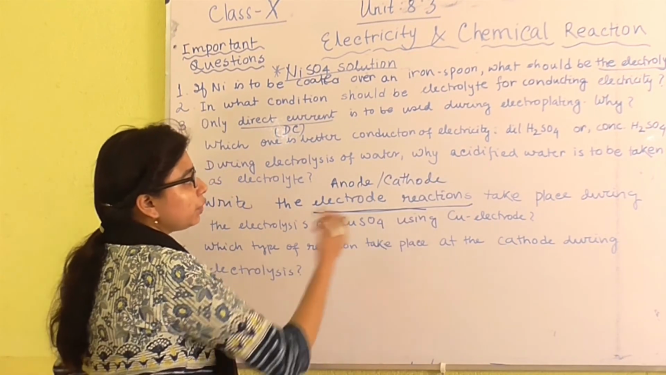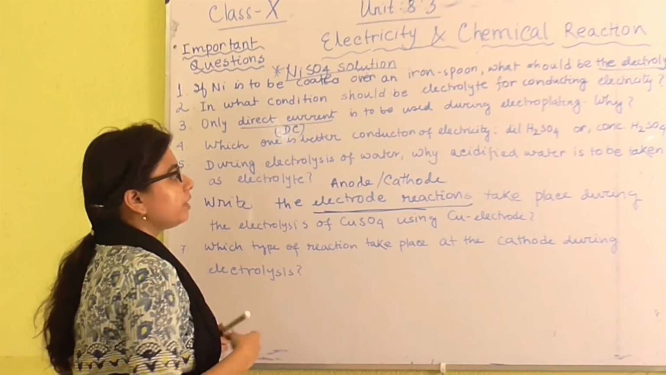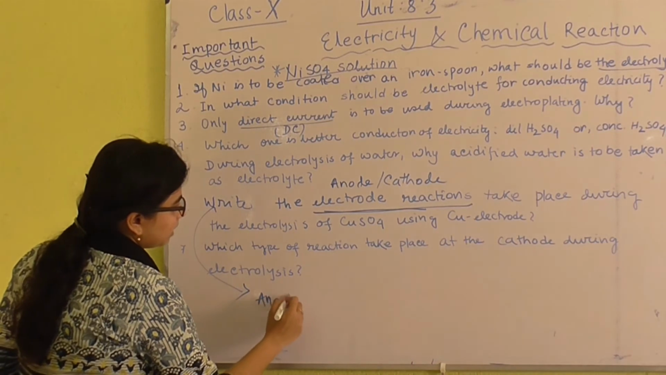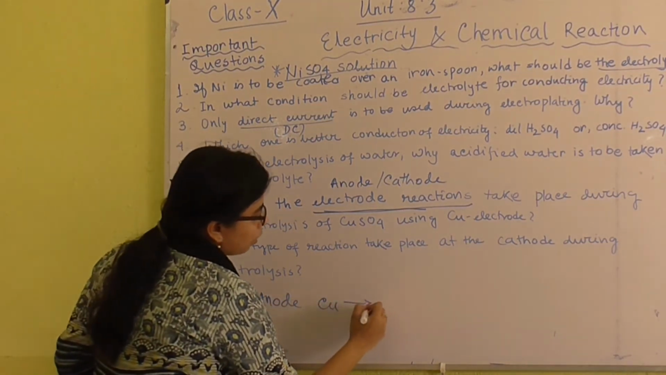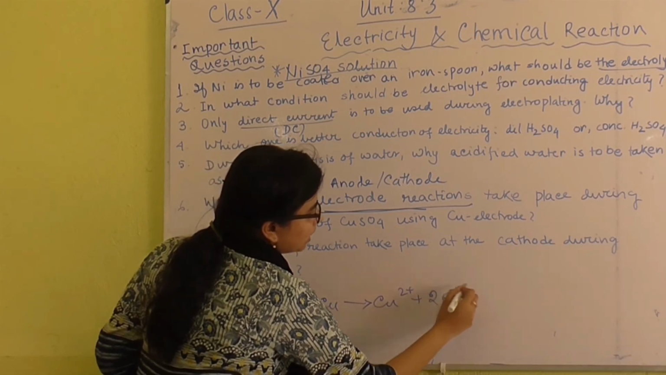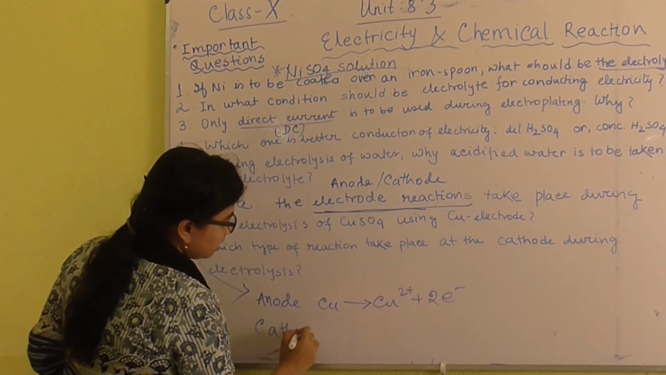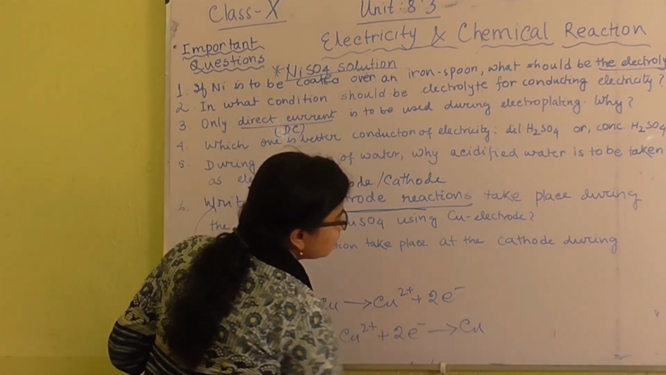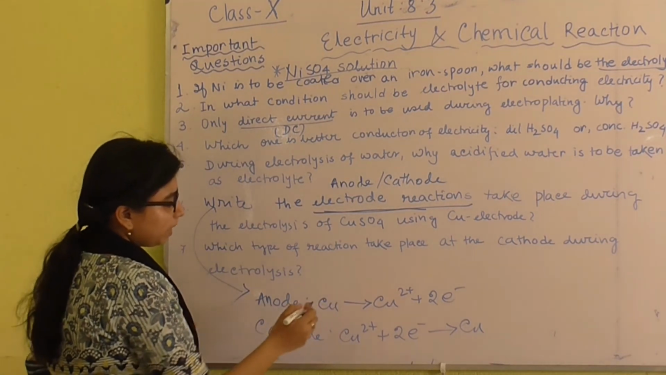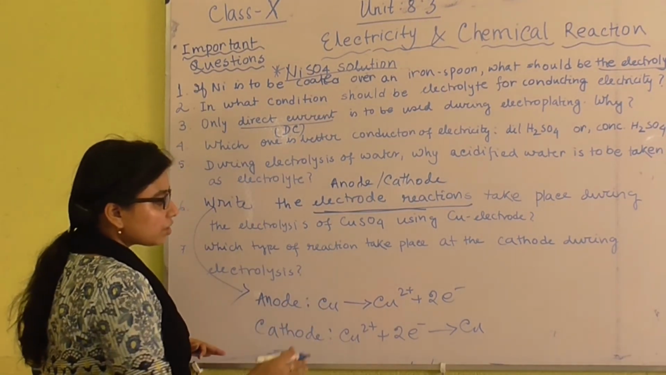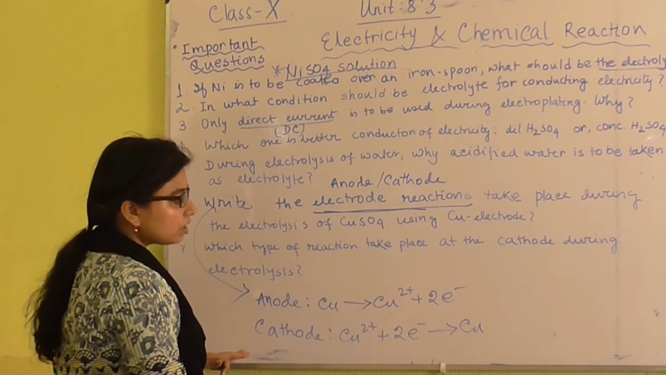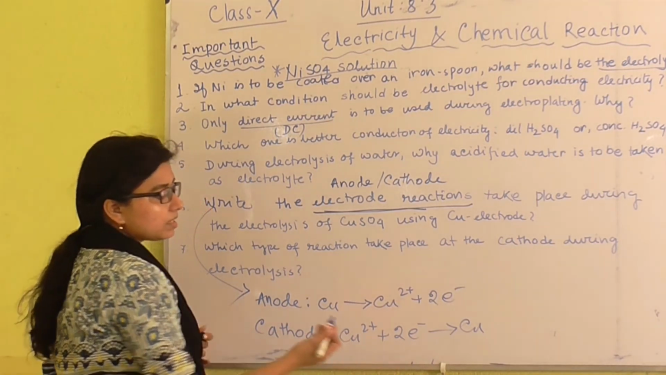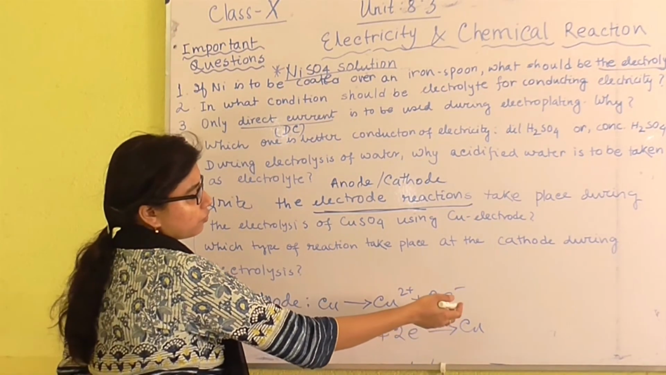Now, if we use copper electrode for the electrolysis of copper sulfate solution, the anode reaction will be: copper forms Cu2+ and 2 electrons, and at the cathode the Cu2+ will consume 2 electrons forming copper metal. This should be in your mind that oxidation always takes place at the anode and reduction always takes place at the cathode. And as we know, consumption of electrons means reduction and rejection of electrons means oxidation.